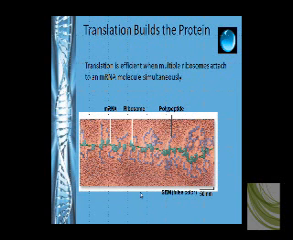Here is an actual picture of a protein being built, and it's basically this one strand here is messenger RNA, and it has multiple ribosomes cruising along on it, and all of these little purple strands are strands of amino acids that will become proteins.